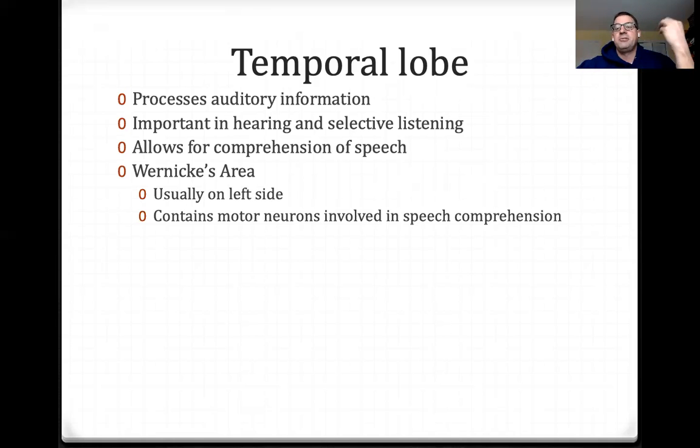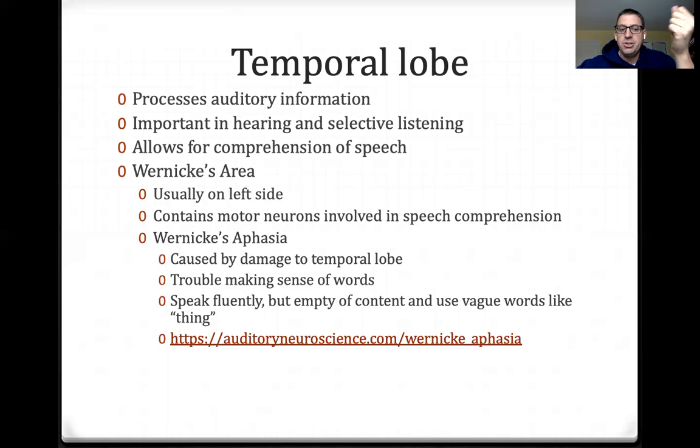The temporal lobe also allows for comprehension of speech in Wernicke's area, usually also on the left side of the brain. And that contains neurons that are involved in understanding speech. So if you get damage to that area of the brain because of a tumor or a stroke or some kind of trauma to the brain, you end up with what's called Wernicke's aphasia, where you don't understand what is being spoken to you. So you can speak fluently, but you're just speaking gibberish, right? Words that don't make sense together, okay?